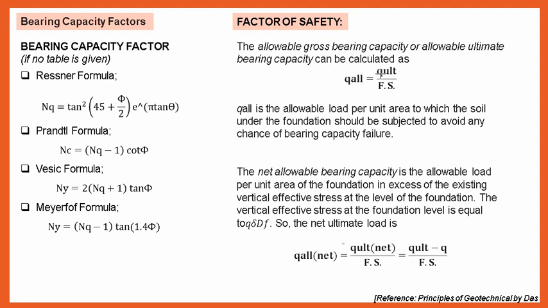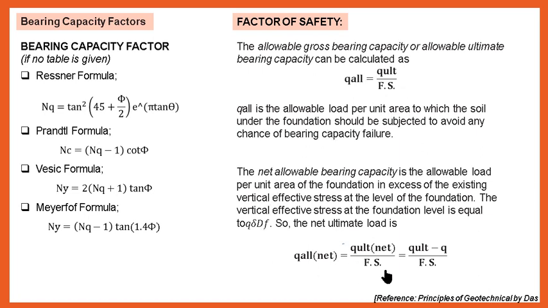So, our factor of safety is actually the ultimate bearing capacity divided by the allowable bearing capacity. So, to get our allowable bearing capacity, we divide our ultimate bearing capacity by the factor of safety. So, this is our equation to solve for the allowable bearing capacity. And if what we are solving for is the factor of safety, you just need to manipulate this equation. Okay?